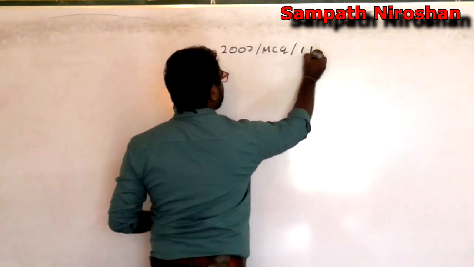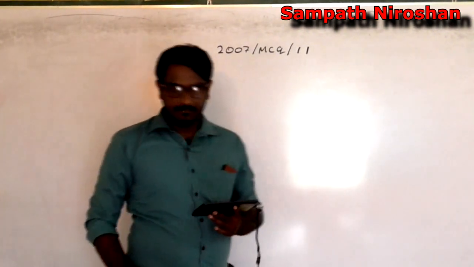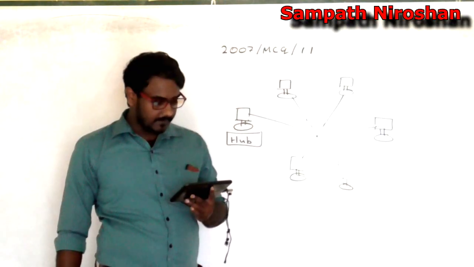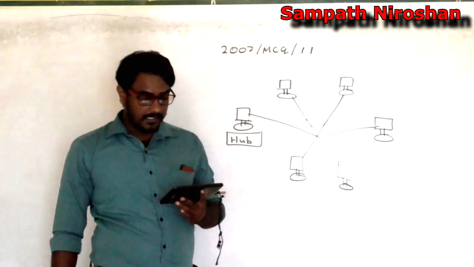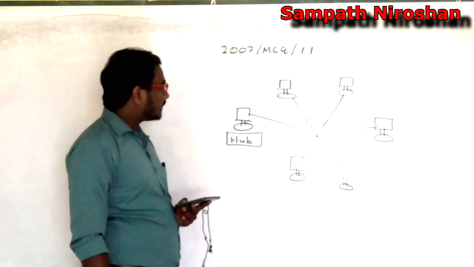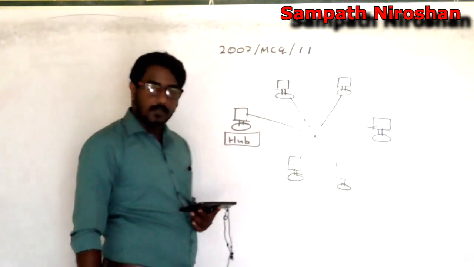2007 MCQ question number 11. What is the topology of the computer network shown in the following diagram? Now, this is the diagram they are giving. These are related to topology.